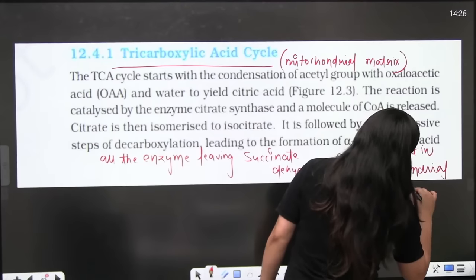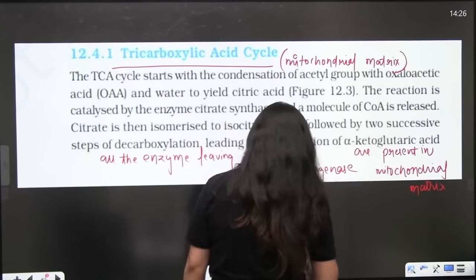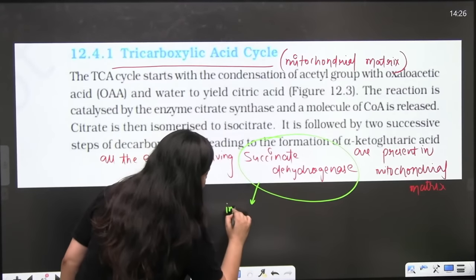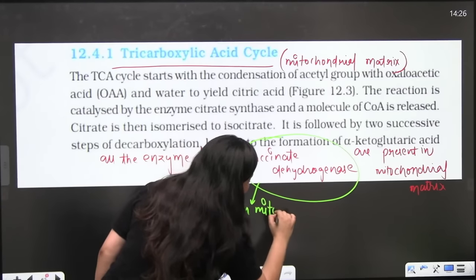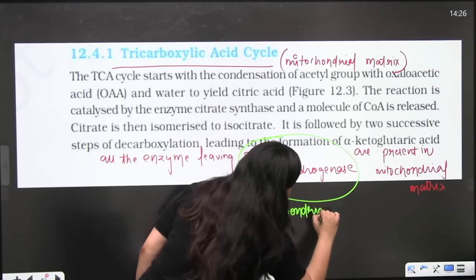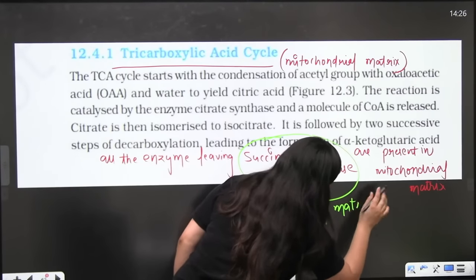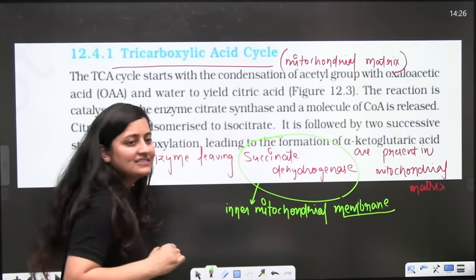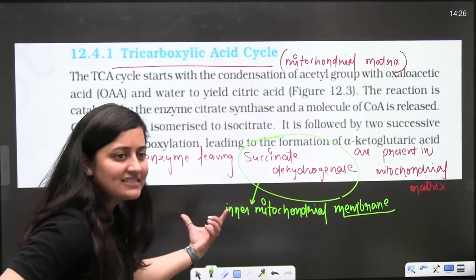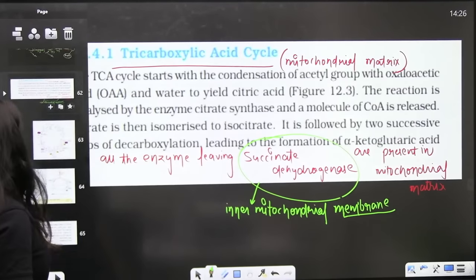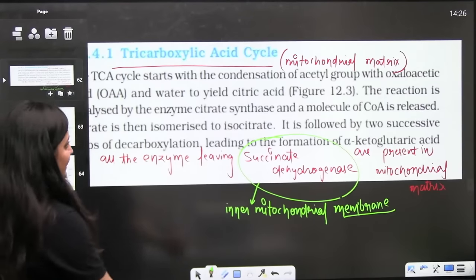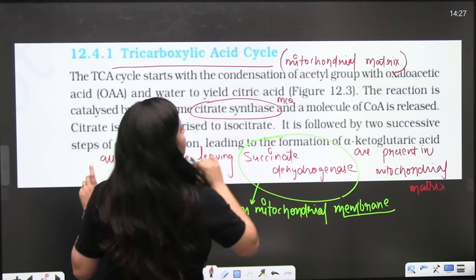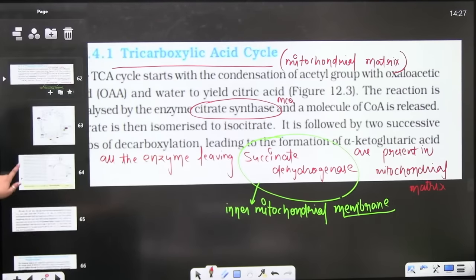Done? So, this succinate dehydrogenase is the exception. It is present in the inner mitochondrial membrane, and it is the one which is linking your Krebs cycle to the ETC. I'll tell you how. It acts like complex number 2. Is that clear? Done? So, the first reaction is catalyzed by the enzyme citrate synthase. MCQ. Done?